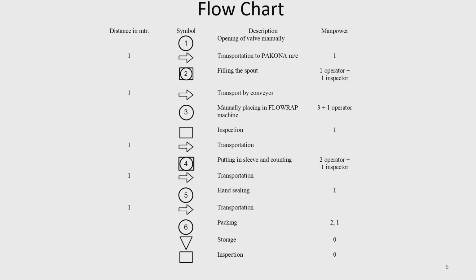So symbol 1 means this is the first operation. Operation is denoted by a circle. Some standards are there, like opening of a valve manually. Then we have an arrow, which means transportation, to this particular machine, and manpower needed is 1. Another thing: if you have a square outside the circle, circle means operation and square means inspection. So inspection and operation are both taking place. Filling the spout: somebody is inspecting and somebody is putting. So one operator, one inspector.